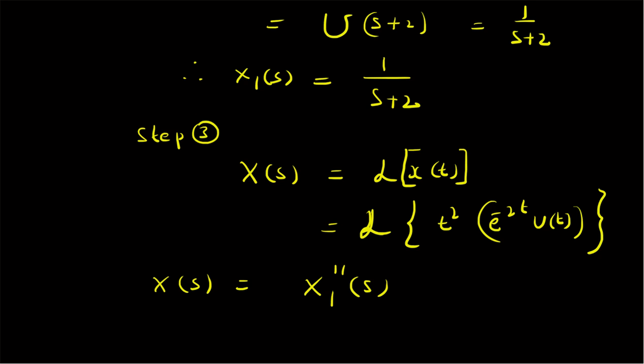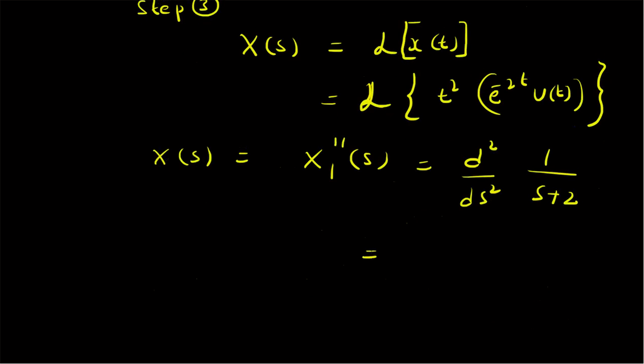And X1(s) is 1/(s+2). So this is going to be equal to d²/ds² of 1/(s+2). The first derivative is clearly, now d²/ds² of 1/(s+2) can be written as d/ds of the first derivative, which is -1/(s+2)².